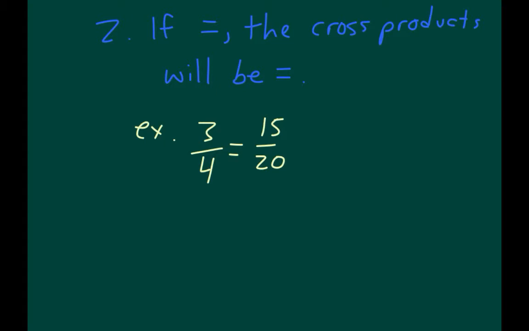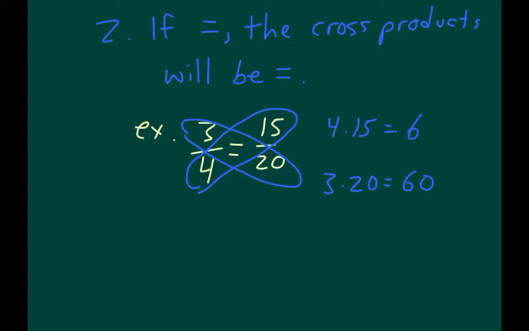If you were to look at that using that first way, are those two actually equal? Yup, because our multiplier is going to be 5. 3 times 5 is 15, 4 times 5 is 20. But if we didn't know that, or if we want to do this the other way, cross products says if we do 3 times 20, that gives me 60. If these are actually equal, 4 times 15 would also have to give me 60. So 4 times 15, yep, that's 60 also. Because those cross products are equal, then it's a proportion.